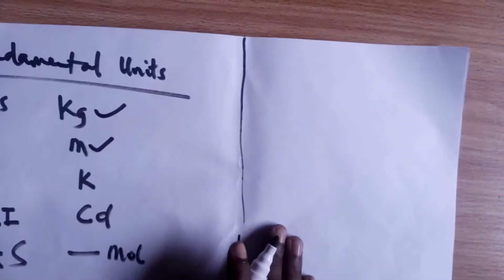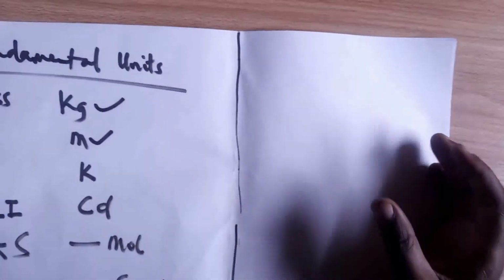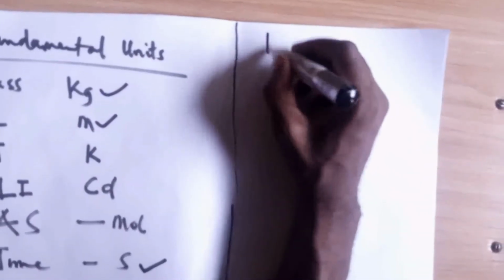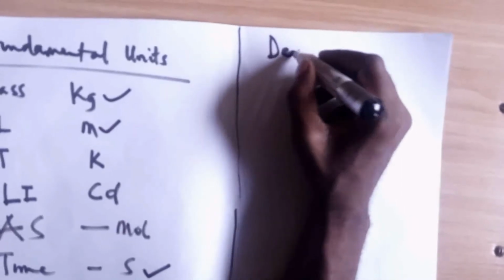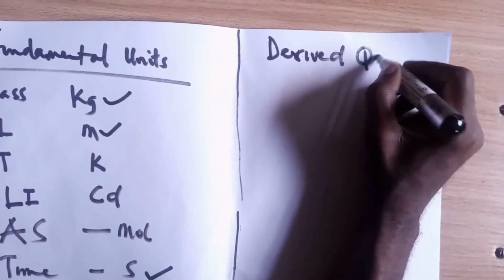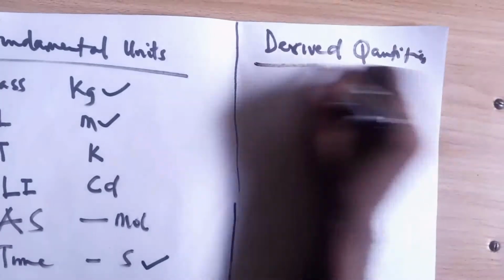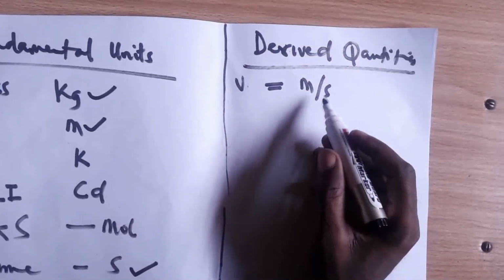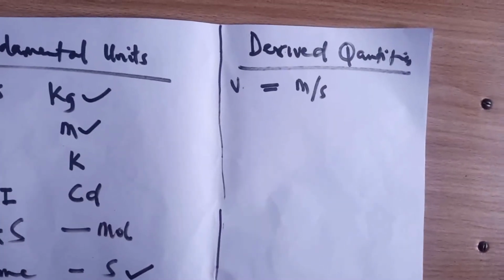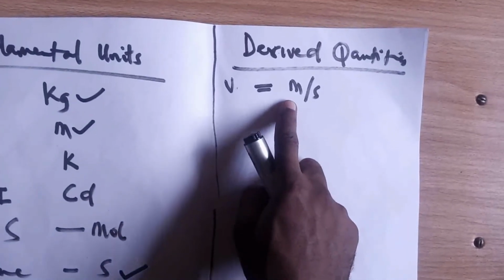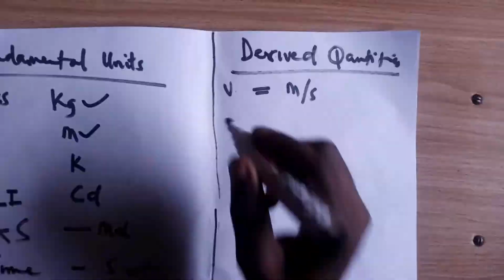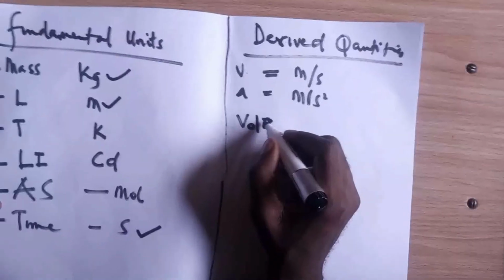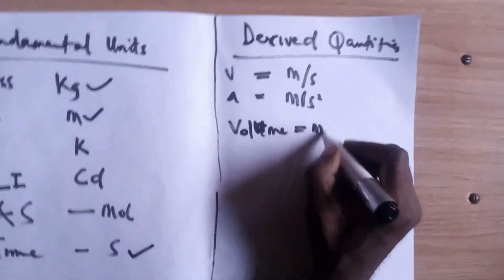We say derived quantities are those quantities that have their definition dependent on other quantities. Examples of derived quantities are velocity. Velocity is measured in meters per second. Of course, you know that the definition of velocity is the time rate of change of displacement. And then we have the acceleration. Acceleration is measured in meters per second squared. We have the volume. Volume is measured in meters cubed.